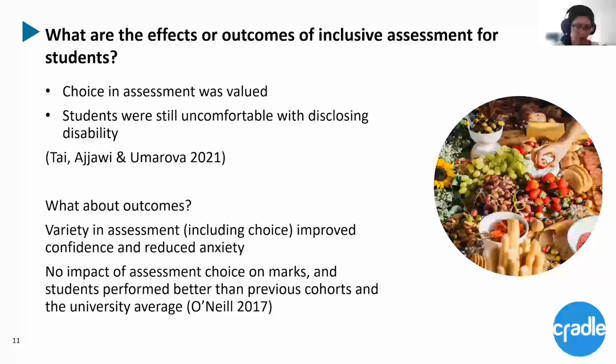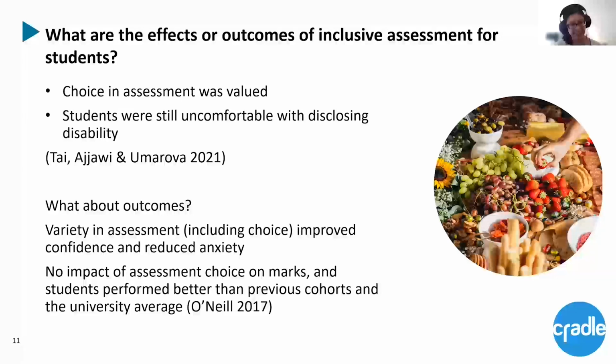Now, we were also really interested to find out what types of outcomes were reported. Firstly, there wasn't actually that much about the outcomes in terms of assessment and performance, but we did find across some papers that the variety in assessment, including choice, improved students' confidence and reduced their anxiety. So firstly, a good thing, especially in relation to assessment.